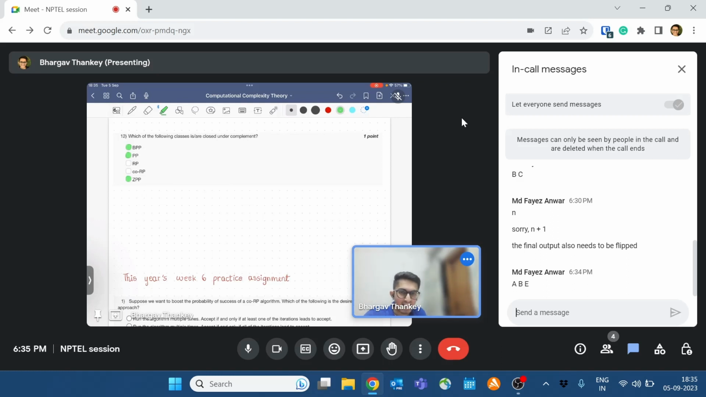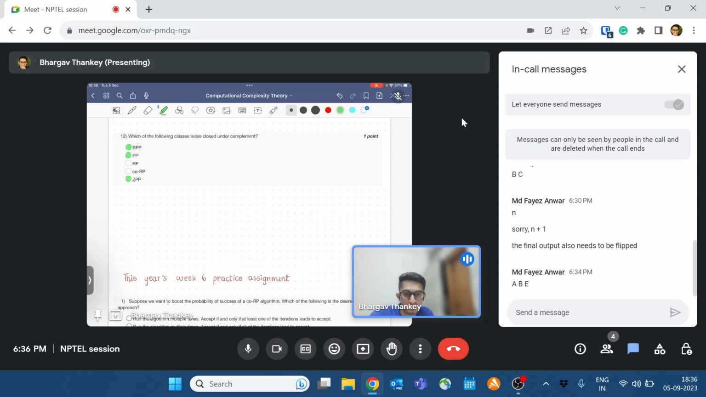It looks like this exact same argument should work for PP, but it does not. For PP, if X is in the language, you are supposed to accept with probability at least half, and if X is not in the language, you are supposed to reject with probability at least half.